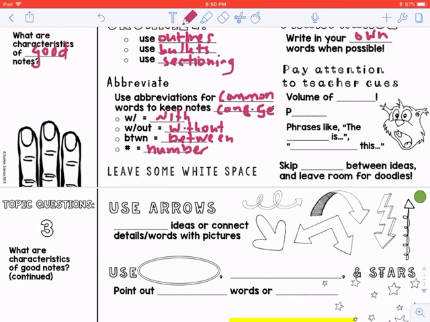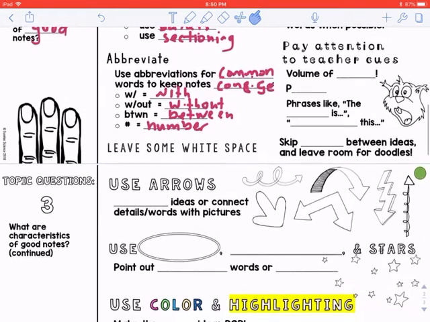We want to pay attention to teacher cues, so sometimes we'll be doing this as a whole class. So, for instance, the volume of voice. If there's pauses. If there's phrases like the point is, or remember this. And we want to skip lines between ideas and leave room for doodles.